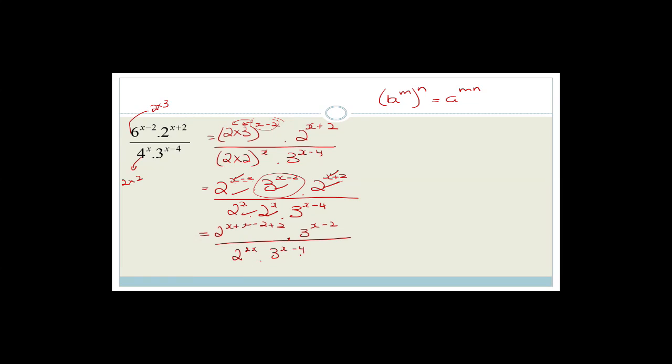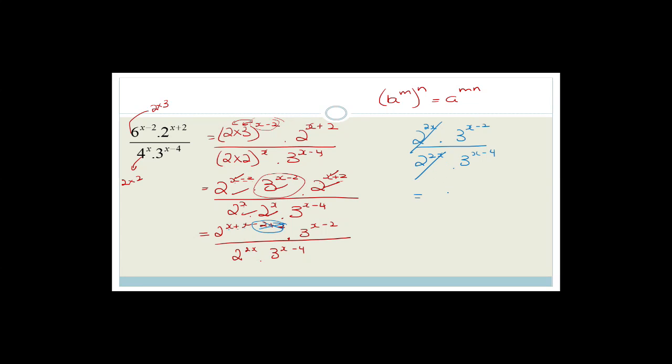Doesn't that look prettier? Okay, so now we can make things look even nicer. I'm going to change color so you can see what I'm writing on the right-hand side here. So x plus x gives me 2x, right? So it's 2 to the 2x. Minus 2 plus 2 goes away. So what are you left with? You're left with 3 to the x minus 2 all over 2 to the 2x, 3 to the x minus 4. Okay, so they cancel. Okay, life is good.